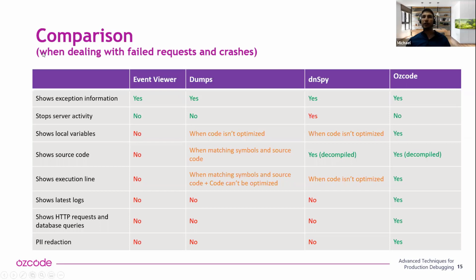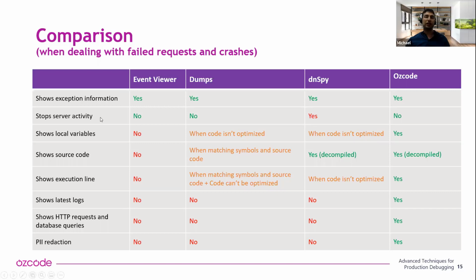Now, this table here relates just to failed requests and to crashes. We also didn't talk much about logical bugs, although event viewers and dump files don't help you with that, but Ozcode will. I'll talk about it in a second. Anyway, we talked about showing exception information, and although all of those tools can show exception information, in many cases that's enough to solve the problem.